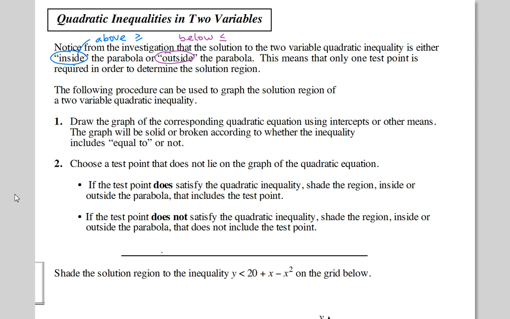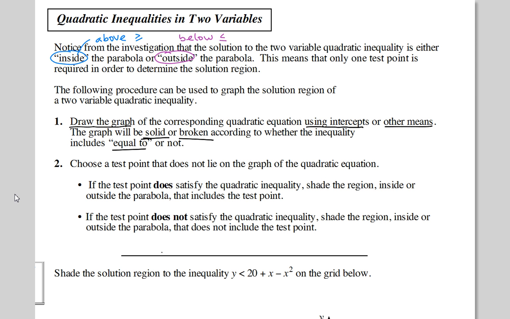The following procedure can be used to graph the solution region of the two-variable quadratic. Number 1: draw the graph, using intercepts or other means like your calculator, completing the square or the quad formula, all types of stuff we've learned from the quadratic unit. This graph will be solid or broken according to whether the inequality includes equal to or not.